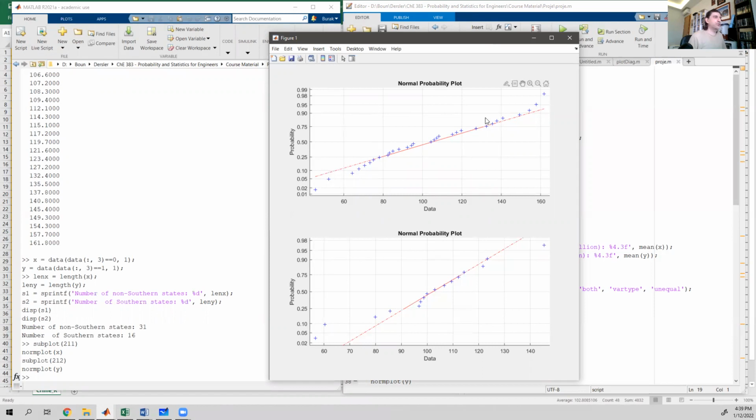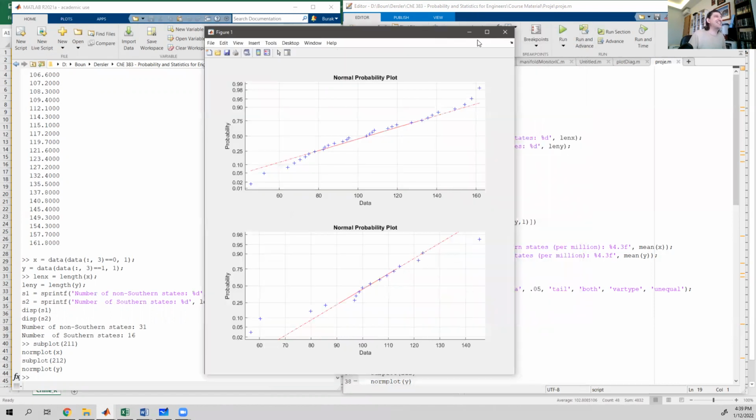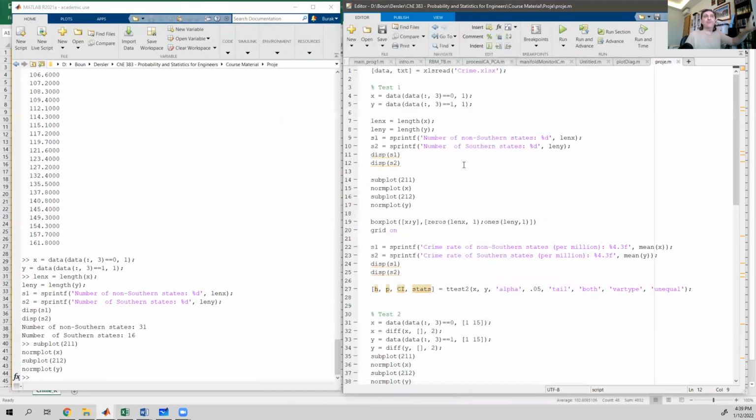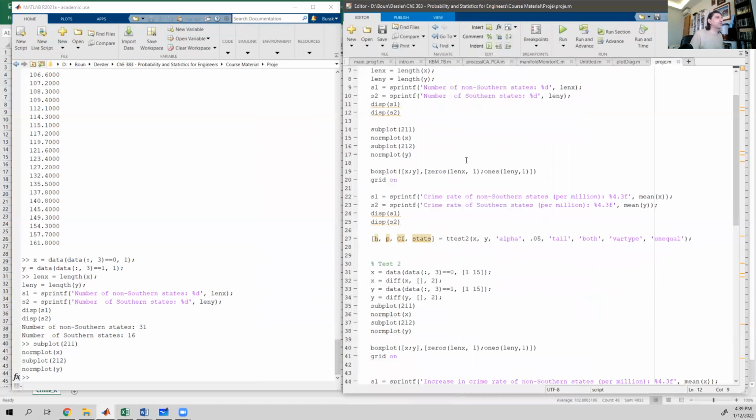Anyway, this looks pretty much normal. This is slightly non-normal, but I think it is excusable. Another thing that you should do is learn how to read these normal probability plots, and if not normal, what do we do? Just search on the internet and see what people do. Basically, in a nutshell, this is not very non-normal, so we can continue.